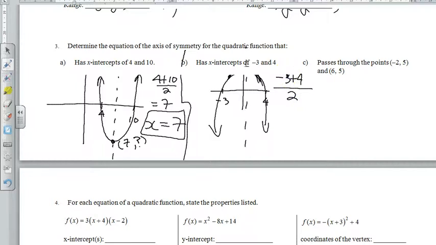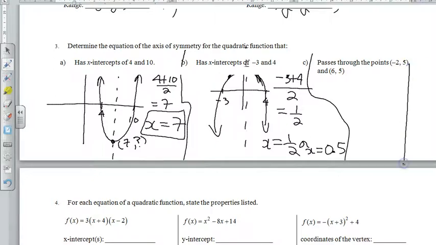So x is a half or 0.5, right? Either one will do. Next: a function passes through the points (-2, 5) and (6, 5).